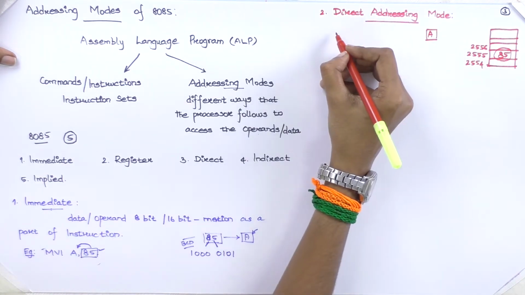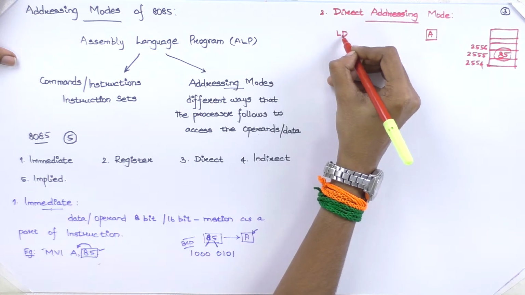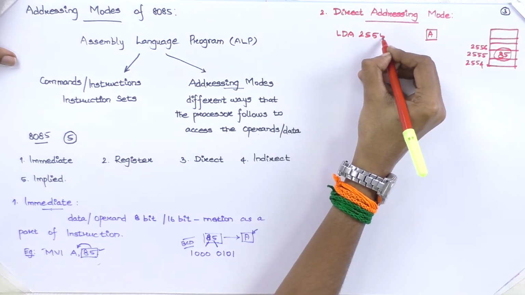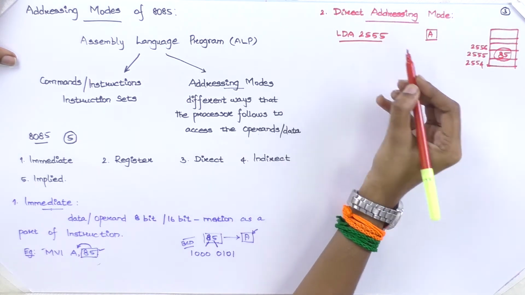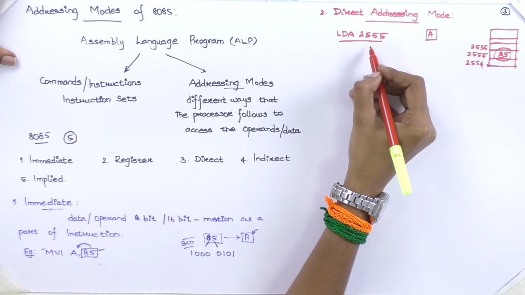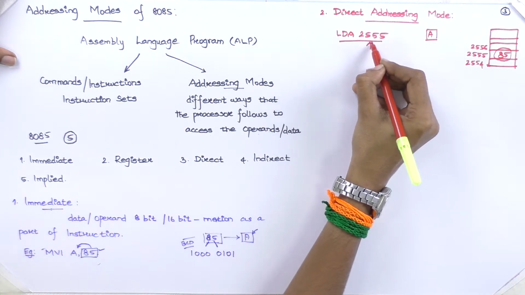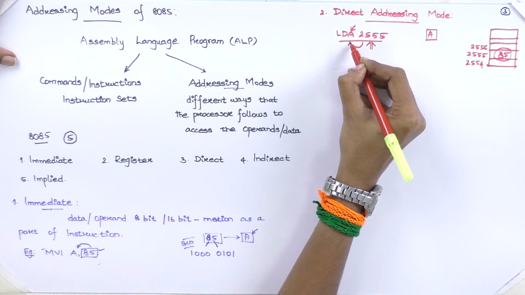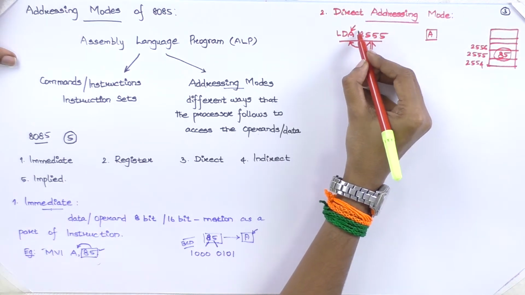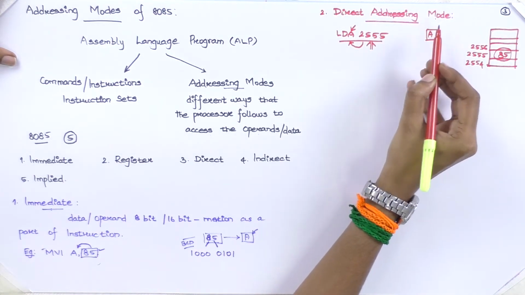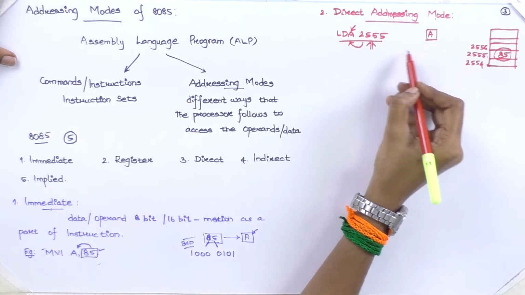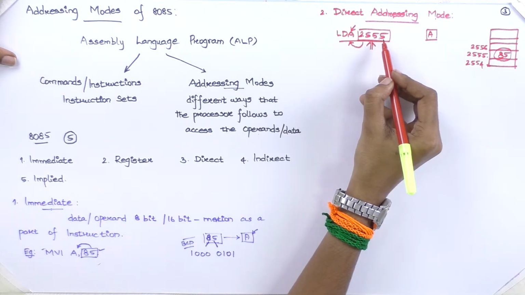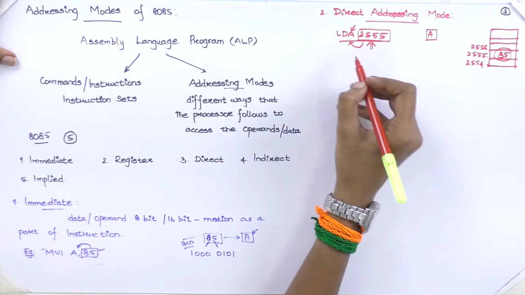Okay. So for that I have to use the instruction LDA 2555. What this instruction will do is store the value that is present in this memory location into the accumulator register. This is known as direct addressing mode. The address of the value is mentioned in the instruction itself. Here 2555 is nothing but the address of this 85 value.